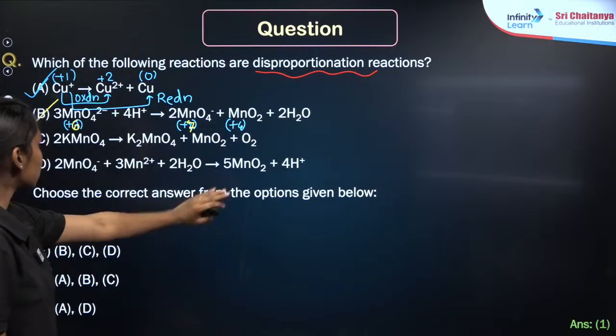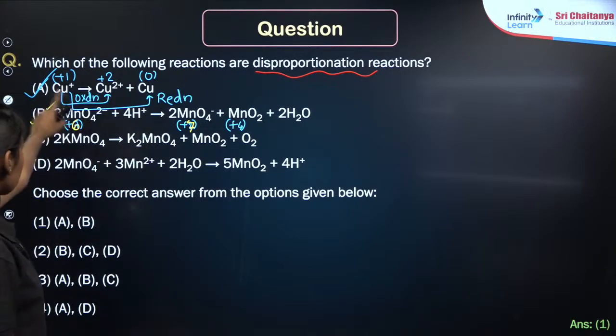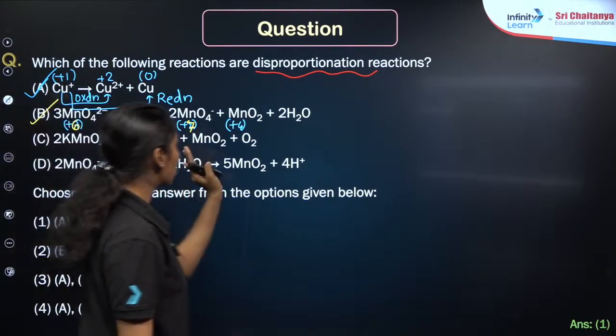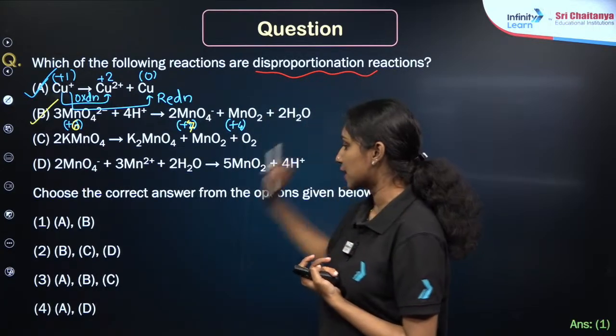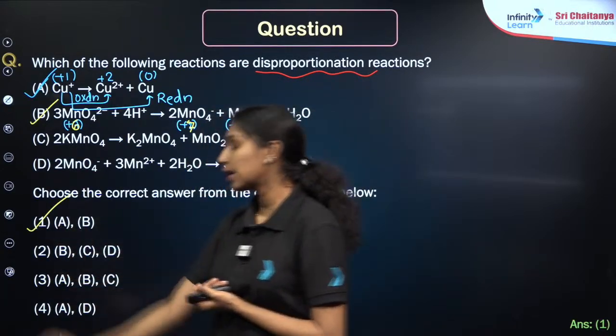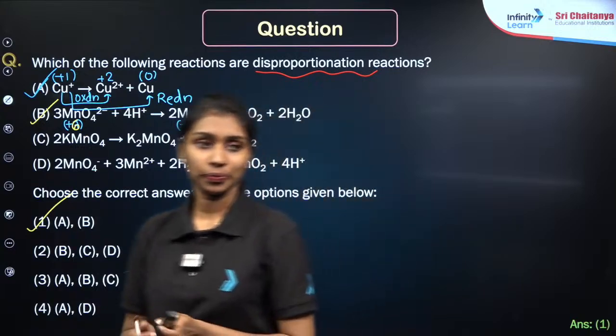Okay, while calculating the oxidation number, you will get that in the case of the first reaction and the second reaction, the element will undergo oxidation and reduction simultaneously. So these two are the examples of disproportionation reactions here, which means option 1 will be the correct answer. Clear?